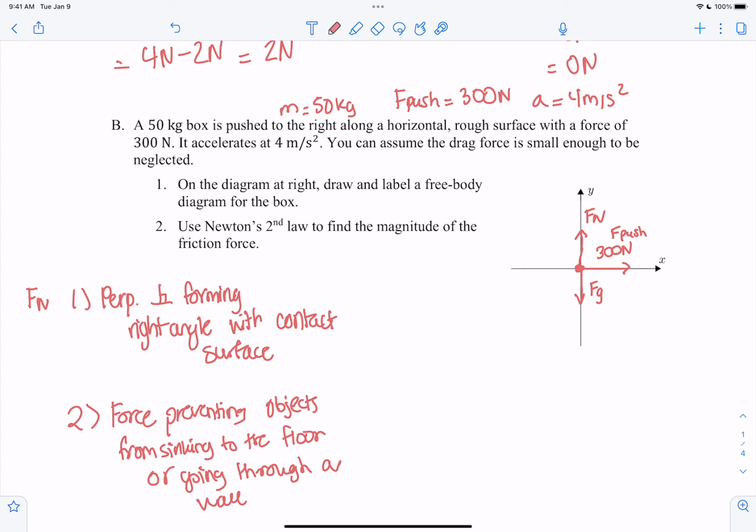Now, there's one more force that no one has mentioned yet, but it's very implicit. You have to be really careful when you're looking at friction. Rough surface is the key here. They say the box is pushed to the right along a horizontal rough surface. They don't really say friction anywhere here. They just say rough surface. If there's a rough surface, more likely than not, there's going to be friction.